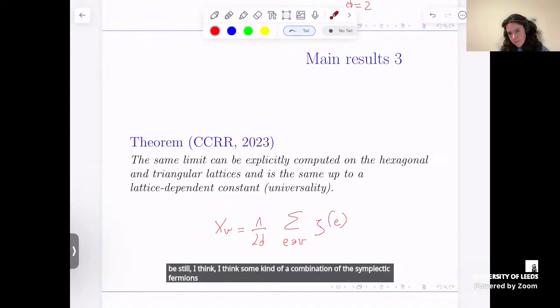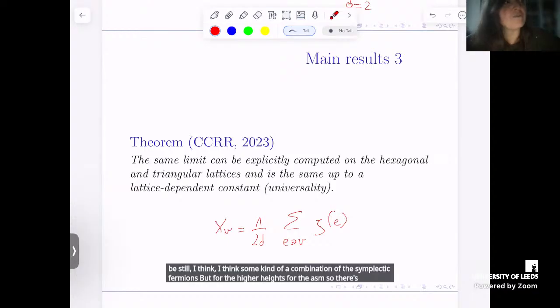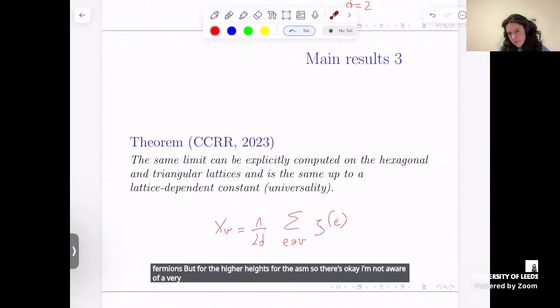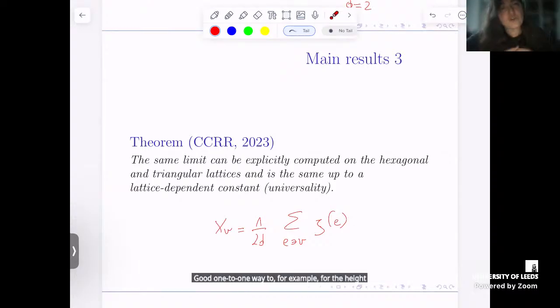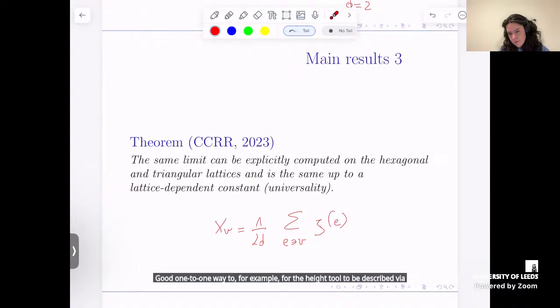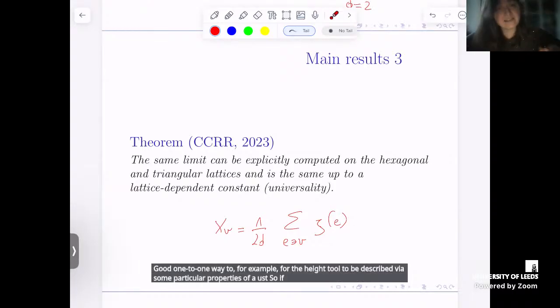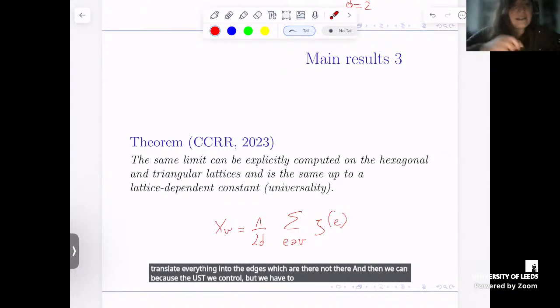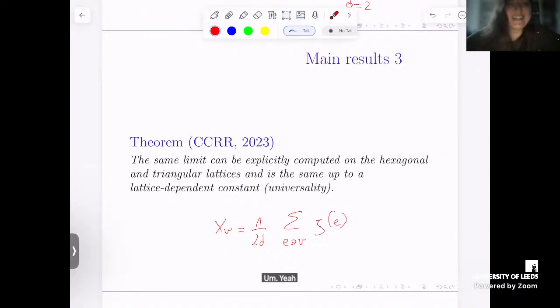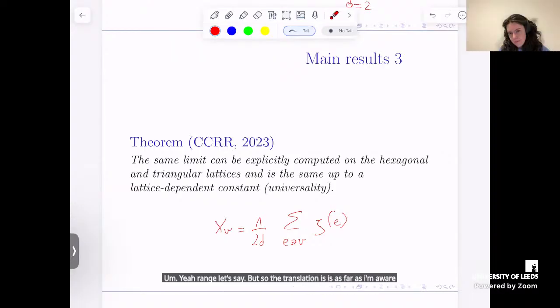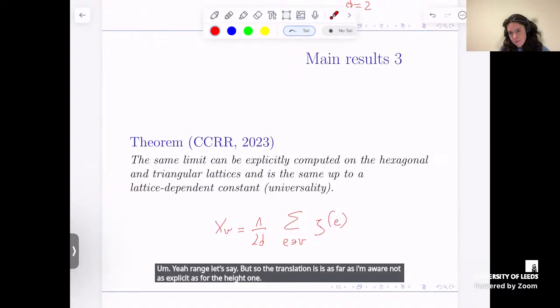No, but for the higher heights for the ASM, I'm not aware of a very good one-to-one way to, for example, describe the height 2 via some particular properties of a UST. So once we solve that, then we can translate everything into the edges which are there or not there, and then we can, because the UST we control, but we have to control these non-local events of the height 2, which can have very big range, let's say. But the translation is, as far as I'm aware, not as explicit as for the height 1. Does this answer your question?